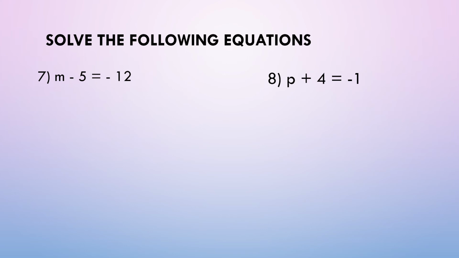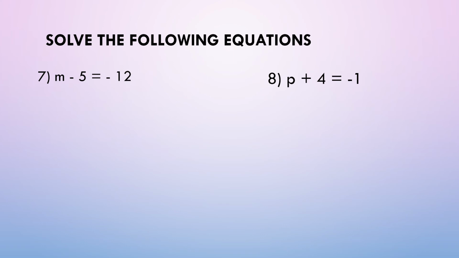Now let us do the seventh sum. M minus 5 is equal to minus 12. Now here you have to find the value of m and you have to remove this minus 5. So both the sides what you will do? Which property you will use here? Addition property. So both the sides you will add 5.